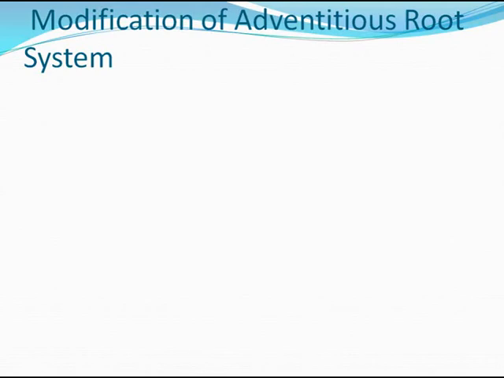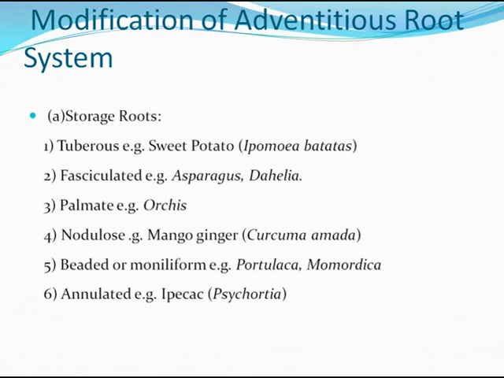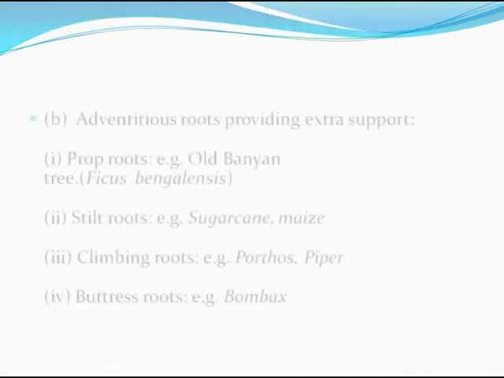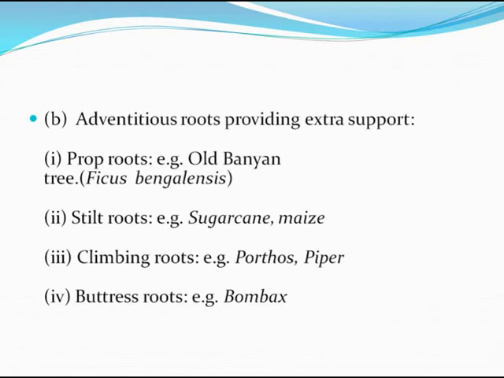The modifications of the adventitious root system. They are also storage roots, that is the sweet potato, tuberous in shape, fasciculated asparagus, palmate orchis, nodulose mango ginger, beaded or moniliform Portulaca, annulated is ipecac. Adventitious roots providing extra support are prop roots. Example is old banyan tree. Stilt roots are in sugarcane. Climbing roots are in pothos or piper, and the buttress roots are in Bombax.